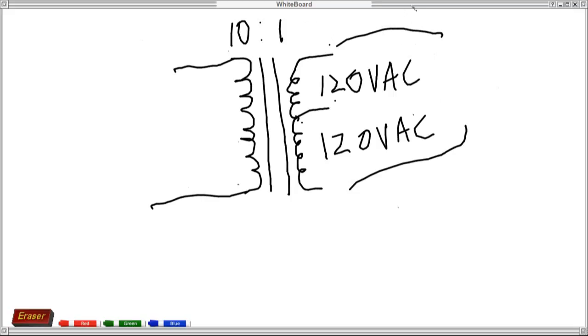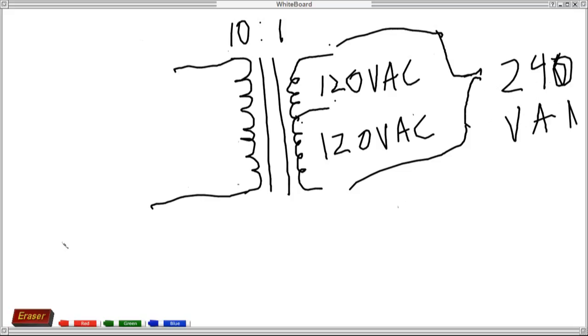Okay, but however, if you get from this point here and this point here, what you get is 240 volts AC. Okay, so you pretty much get that 240 volts AC from one ending to another.